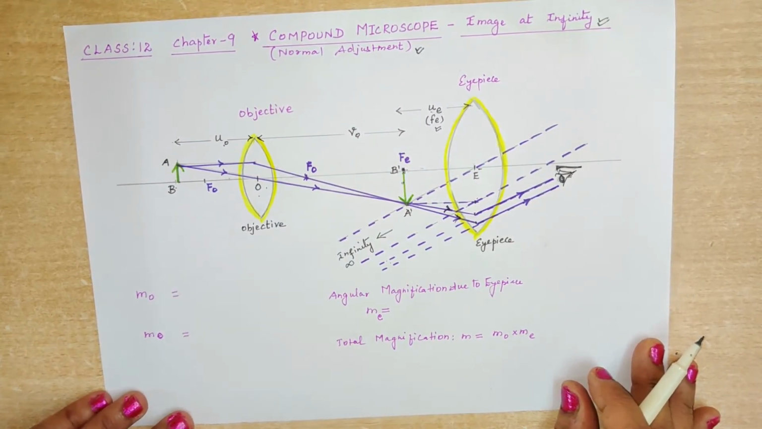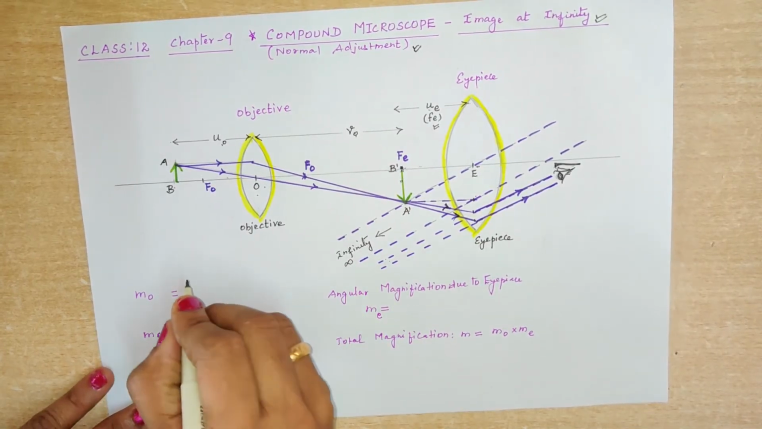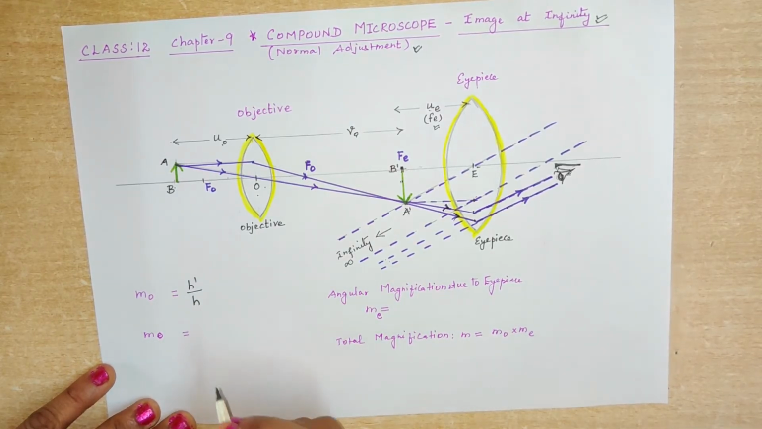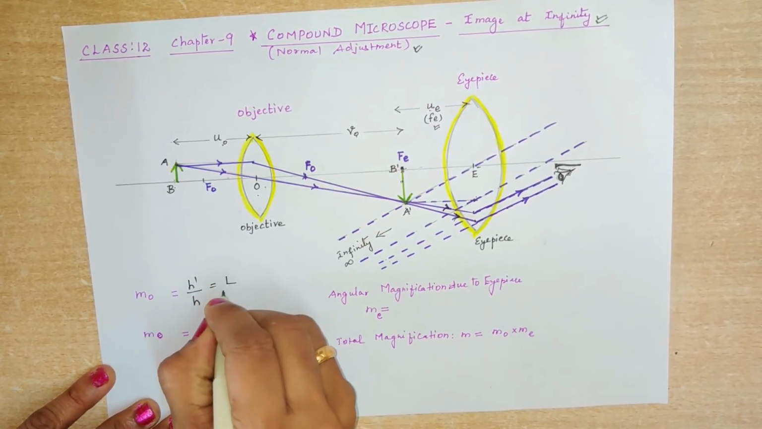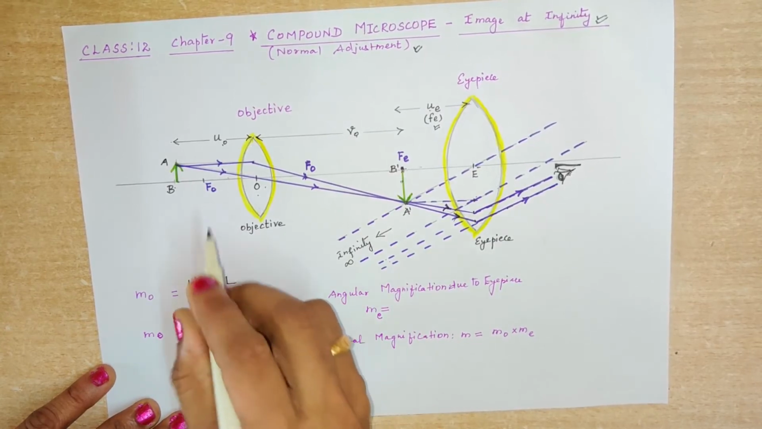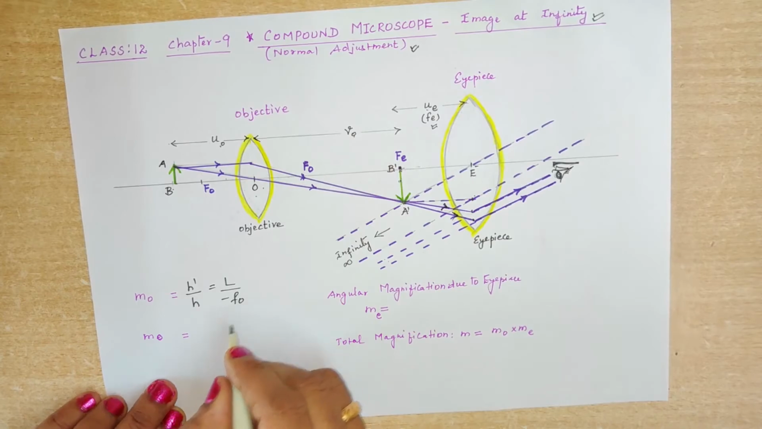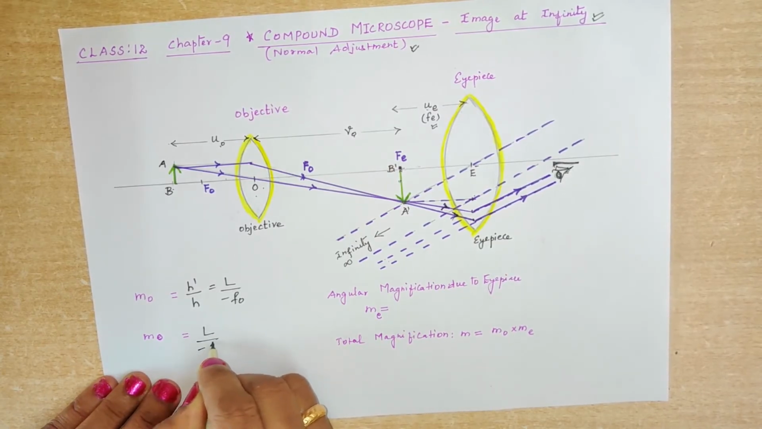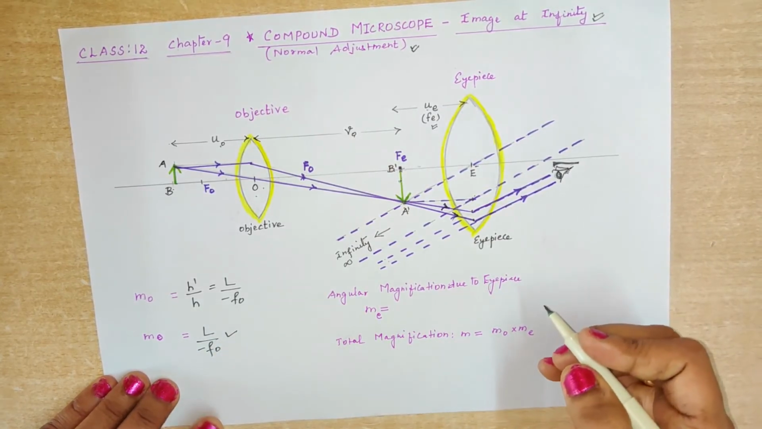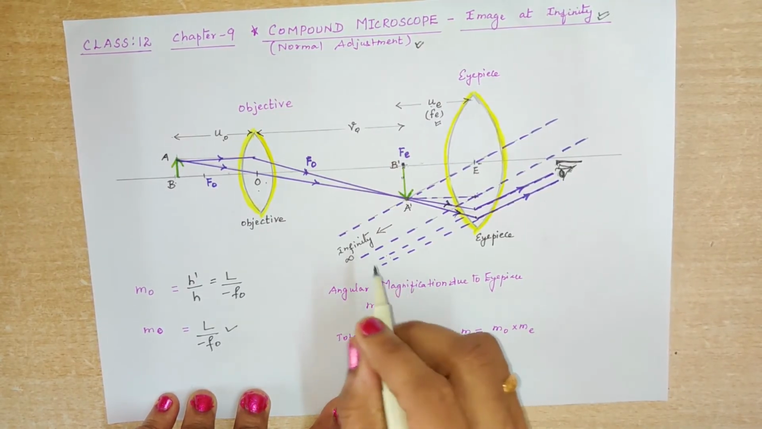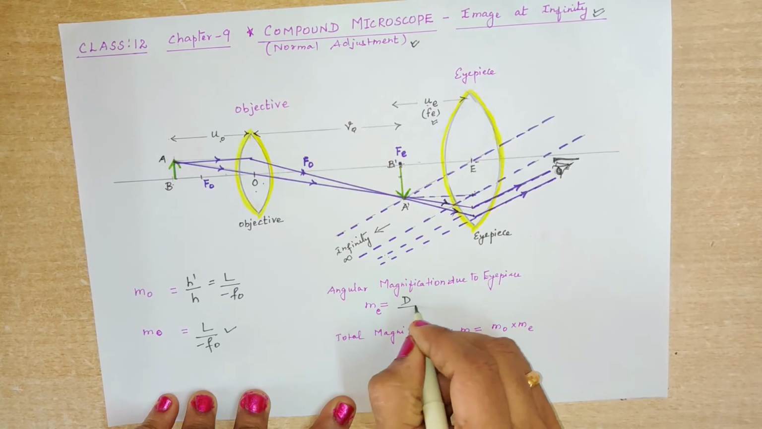Therefore, when A dash B dash is at FE, MO is nothing but H dash upon H, which is L upon minus FO. There is no change in the position of the objective. So the magnification due to the objective is L upon minus FO. And the magnification produced due to the eyepiece we can write as D upon FE.